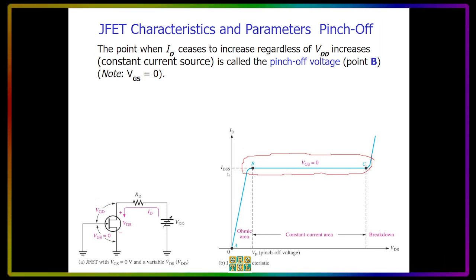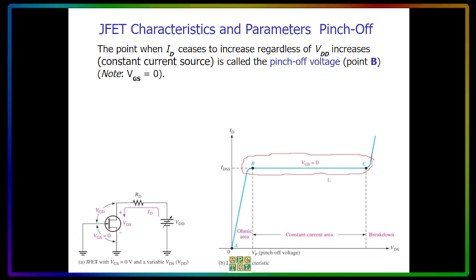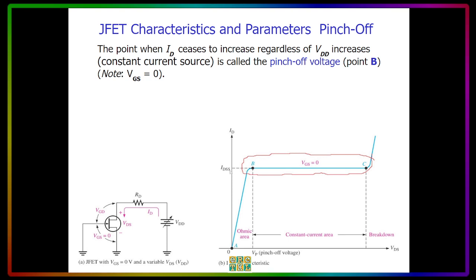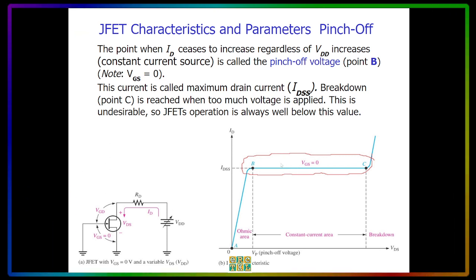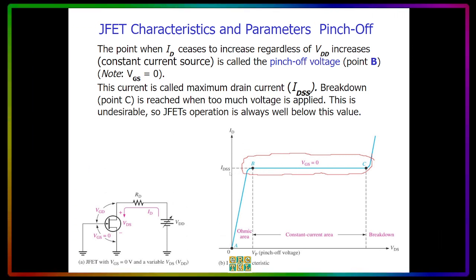And you will notice that the IDSS is constant. Again, this is while the VGS is 0. And while you are varying the VDD, the ID is still the same. So this is what we call having reached the IDSS, or the pinch off or constant current area here. Now this current is called the maximum drain current or saturation current of the IDS.